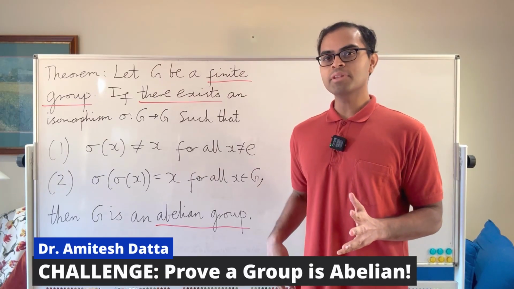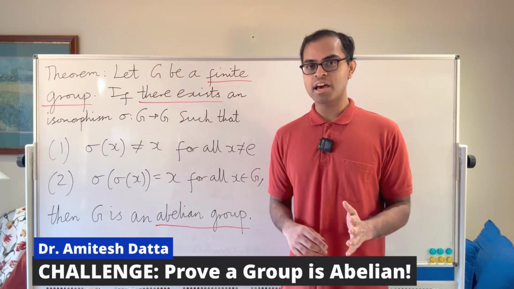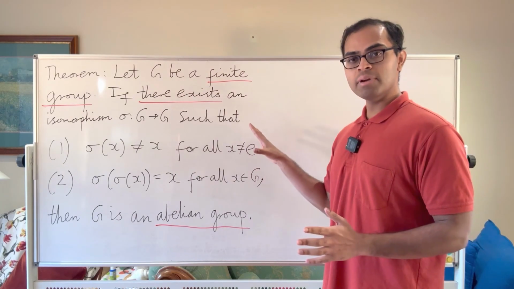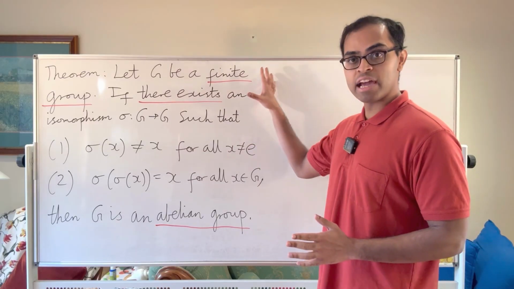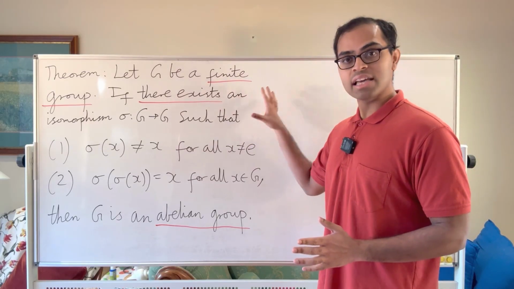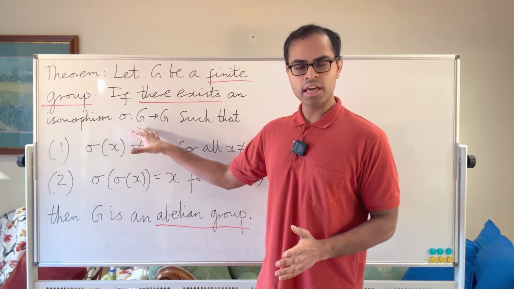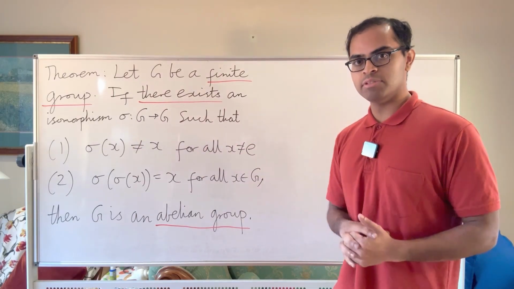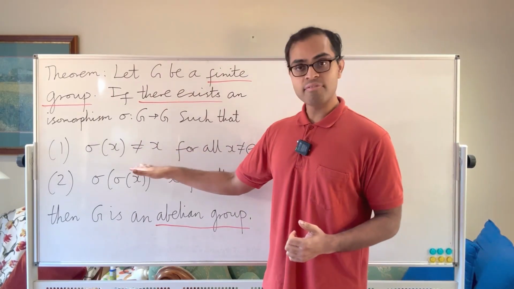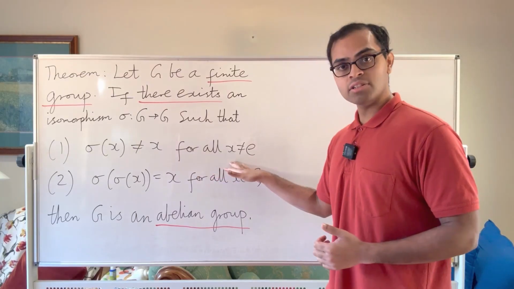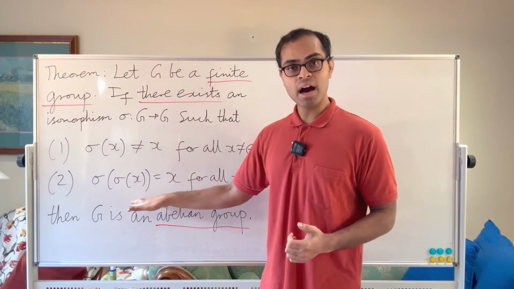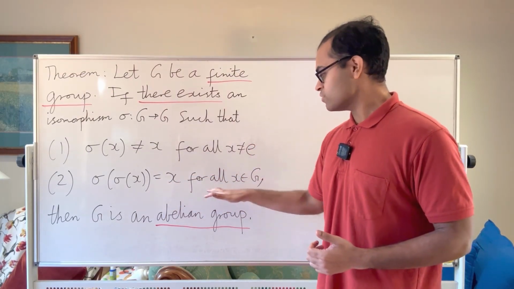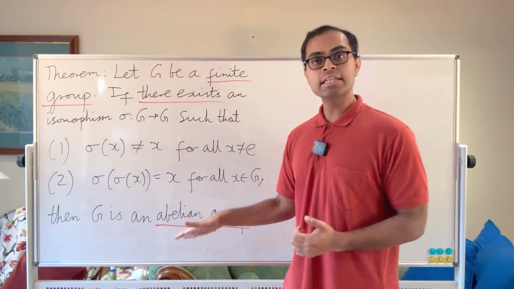Here's a beautiful group theory exercise that I'm so excited to share with you. It basically says that if G is a finite group and if there is an isomorphism from G to G, a homomorphism that is bijective, such that sigma of x is not equal to x for all x not equal to the identity, and sigma of x is equal to x for all x in G, then G is an abelian group.